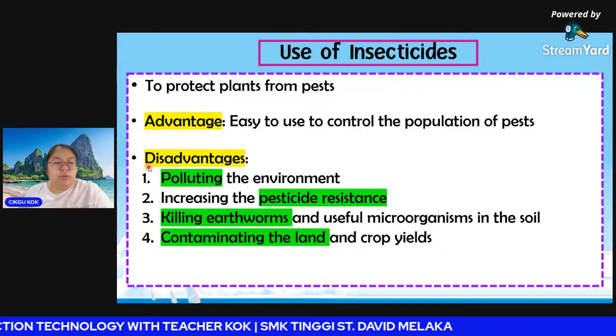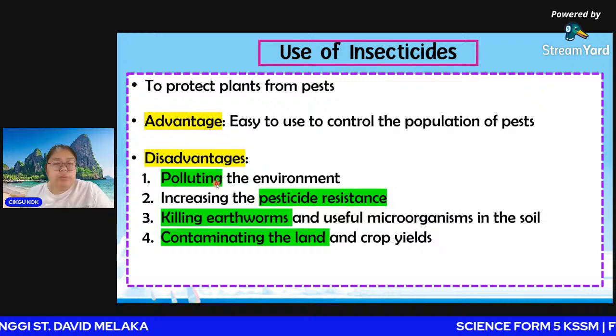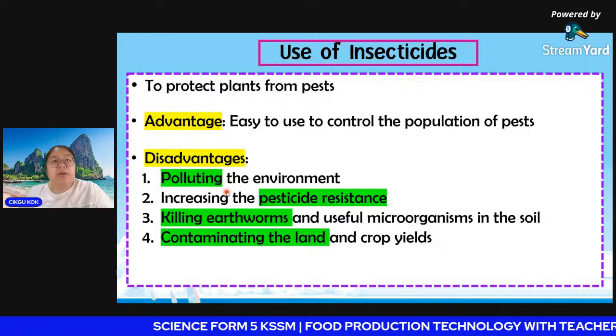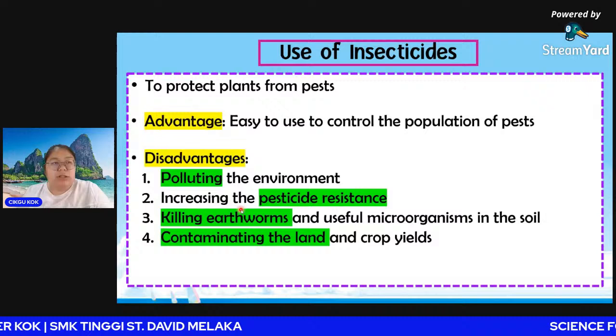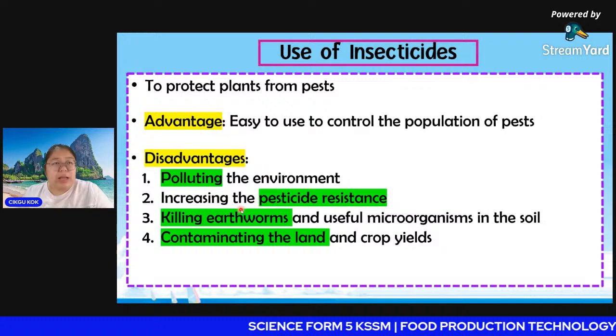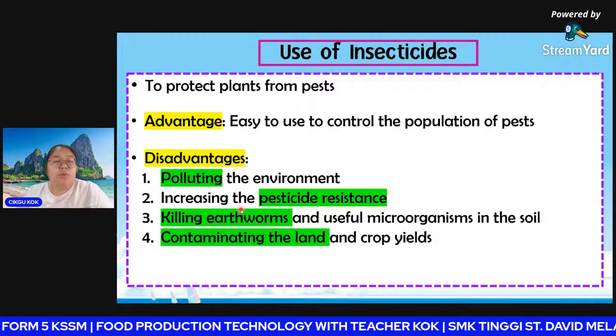Okay, number two, we know the disadvantages. Disadvantages mean polluting. You spray on the veggies. One, it pollutes the environment. Number two, you increase the pesticide resistance. So that means the pests resist, and they still want to attack the veggies, the food. So maybe the veggies got some poison, and this will also make the human body get poisoned. They say it increases the pesticide resistance already.